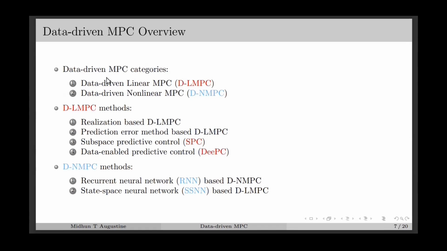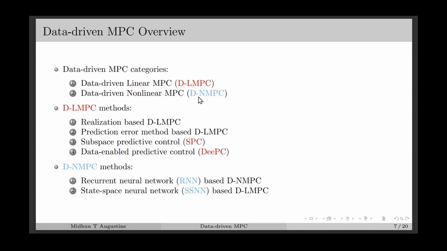Based on the type of the model, data-driven MPC schemes can be categorized into two groups: the data-driven linear MPC, or D-LMPC, that uses a linear model in the MPC control law, and the data-driven nonlinear MPC, or D-NMPC, which uses a nonlinear model to solve the MPC problem.